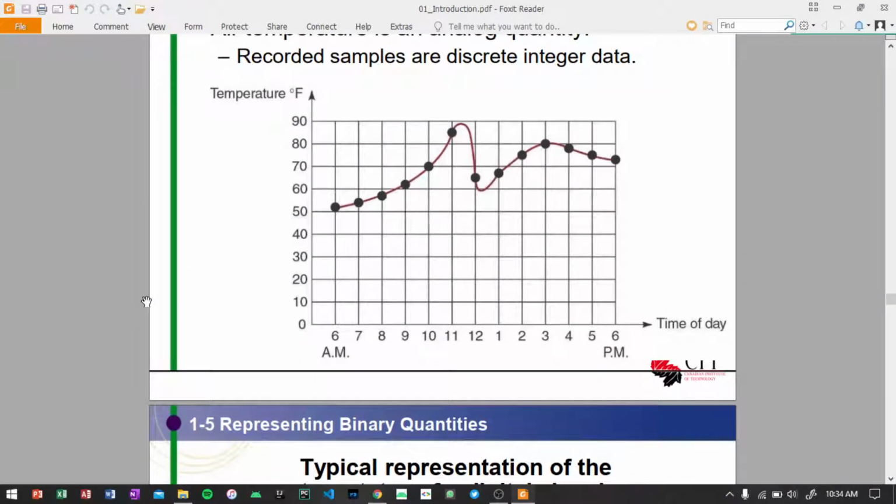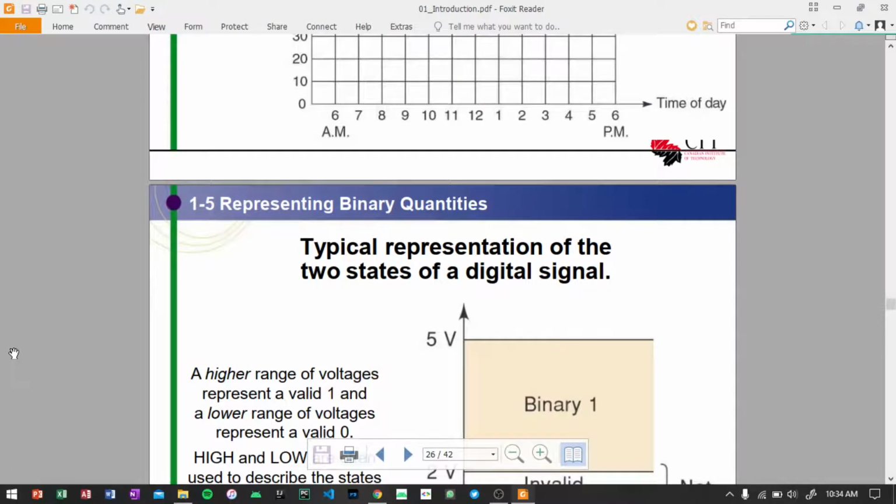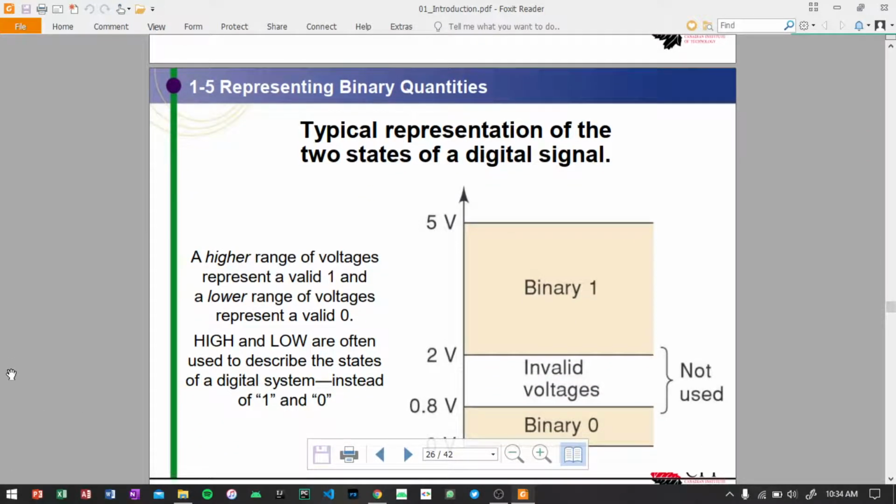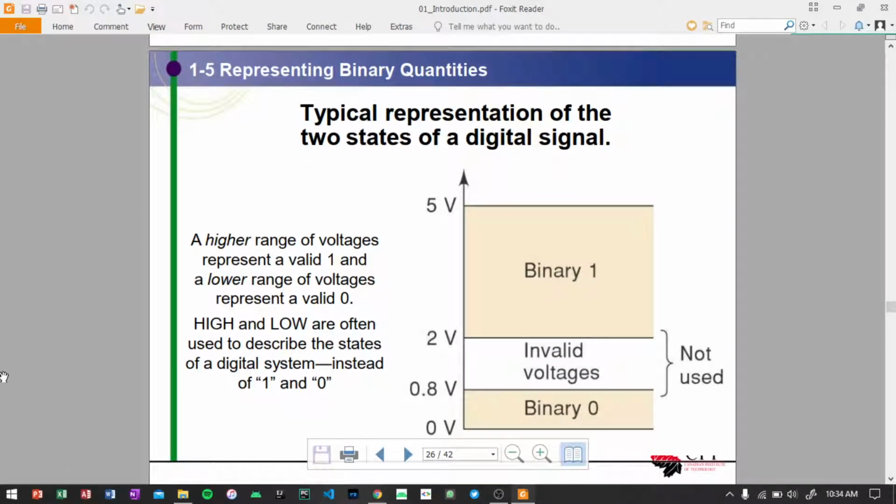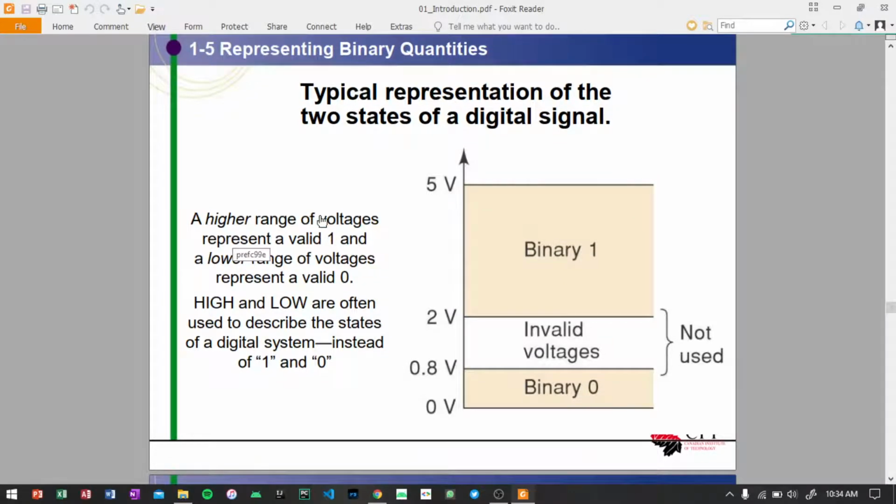Yes, you can see here a typical representation of the two states of a digital signal. Yes, we came across this when I started to talk about it as well. A higher range of voltages represents a valid 1, and a lower range of voltages represents a valid 0. High and low are often used to describe the states of digital systems instead of 1 and 0. As you can see here, if we go from 0 to 0.8, don't forget this one, okay? 0 to 0.8, we have 0 here.